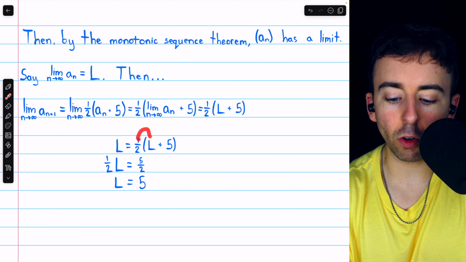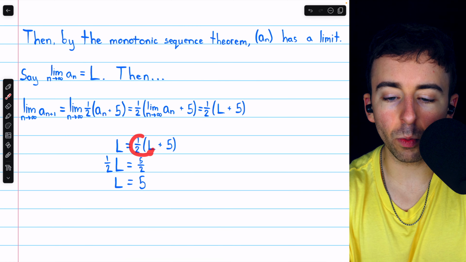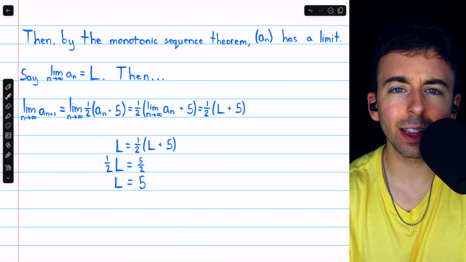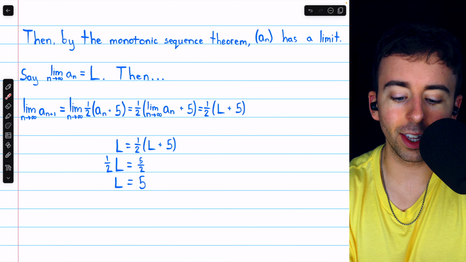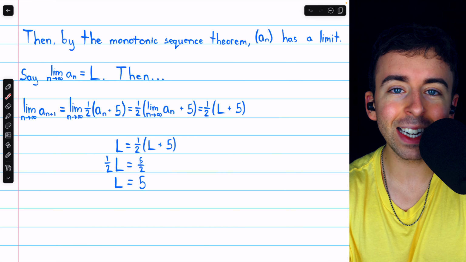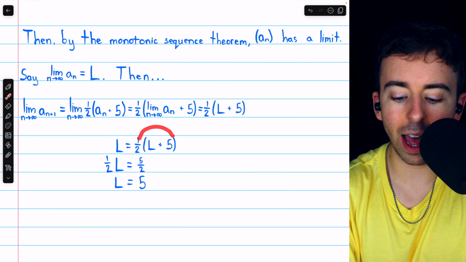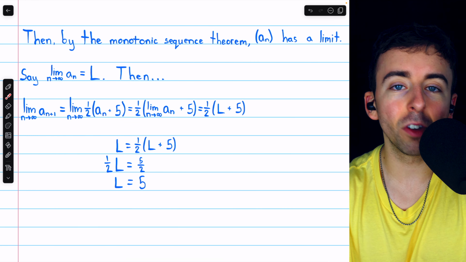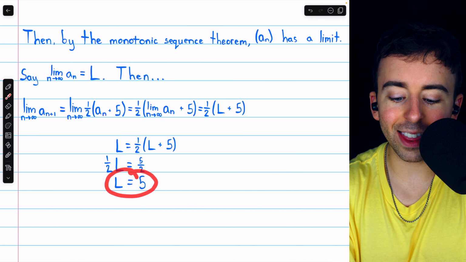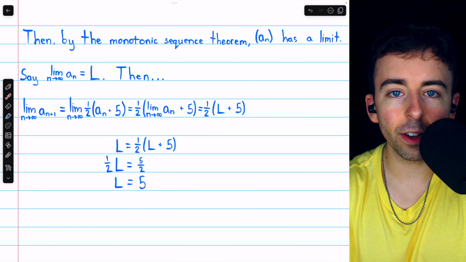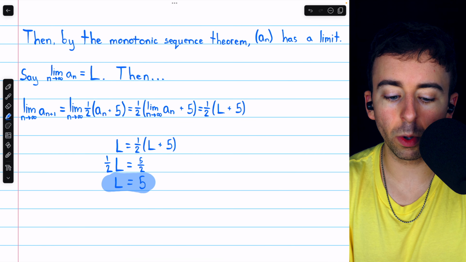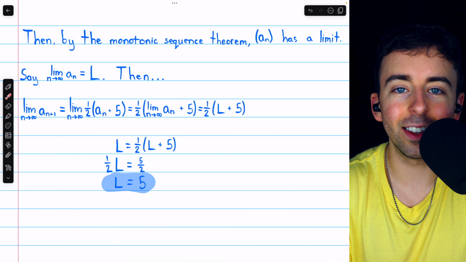Then imagine we distribute the 1/2. On the right, we'd have a half L, but we could subtract that from both sides, and thus on the left, we'd have L minus a half L, which is a half L. We'd also have a half times 5 on the right, which is 5/2, so multiply by 2, and we get the limit is equal to 5. And so our original suspicions were confirmed. The limit of the sequence is 5.